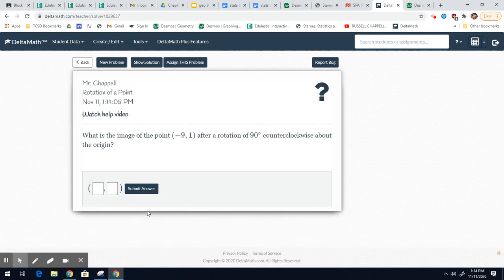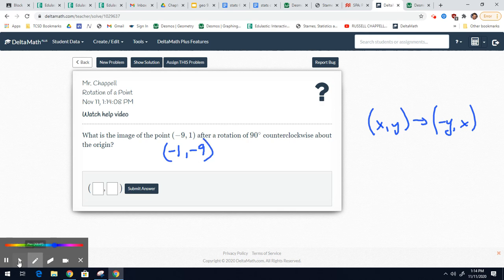So these are just quick problems, right? These are rule problems. It says, what is the image of the point -9, 1 after rotation 90 degrees counterclockwise about the origin? So again, this is our rule. For 90 degrees, the x and y switch, and the first number becomes opposite. So we're going to switch the 1 and the -9, and the first number becomes opposite. And that should be -1, -9. Notice I did not touch the -9. I did not make it positive because it doesn't say make it positive. It just means keep it the same.